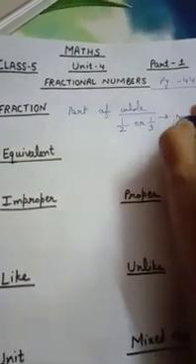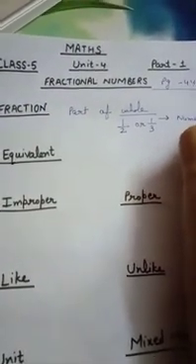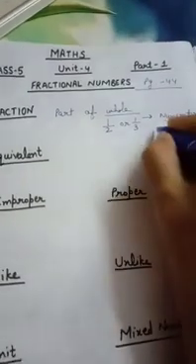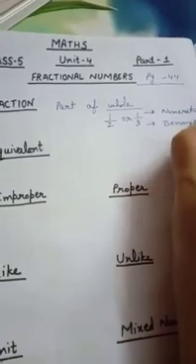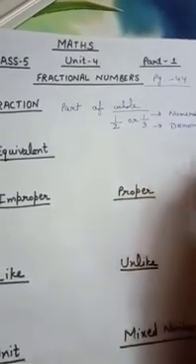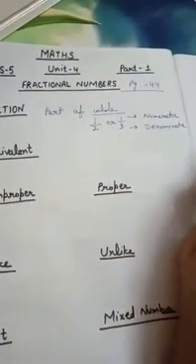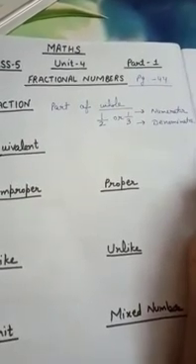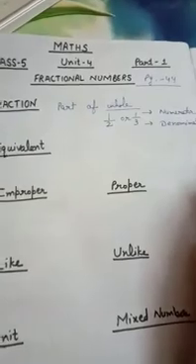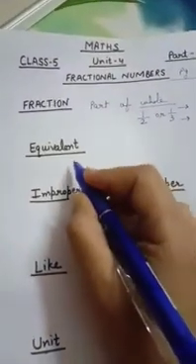The upper part of the fraction is called the numerator and the lower part of the fraction is called the denominator. So a fraction is a part of a whole in which the upper part is called the numerator and the lower part is called the denominator. Here are some kinds of fractions.